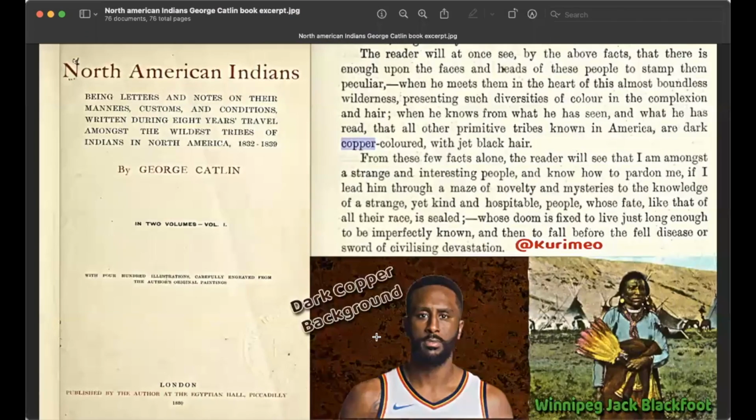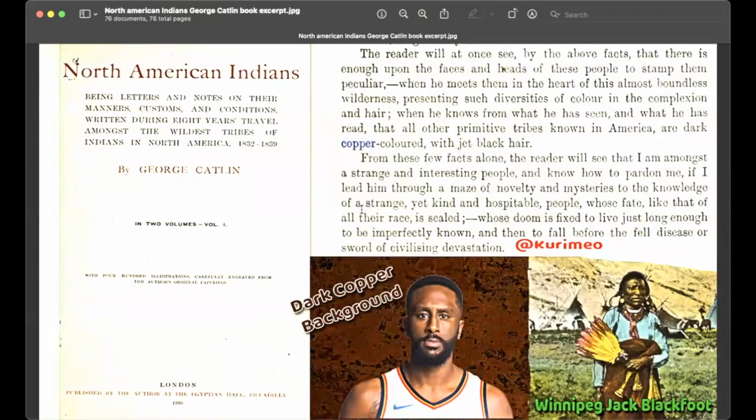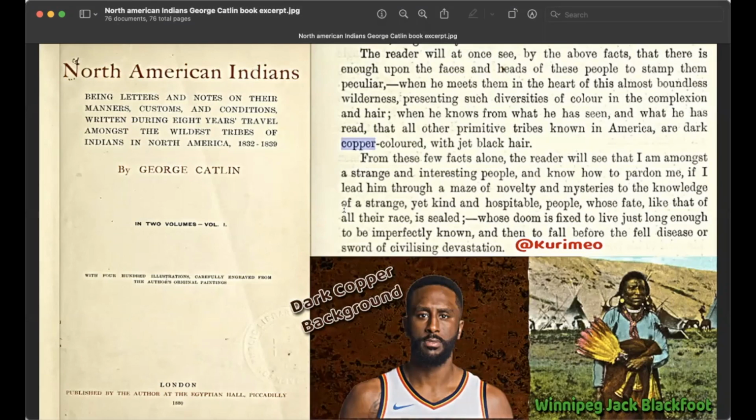North American Indians, being letters and notes on their manners, customs, and conditions written during the 8-year travel amongst the wildest tribes of Indians in North America. This is by George Catlin, Volume 1. And it says here, the reader will at once see by the above facts that there is enough upon the faces and heads of these people to stamp them peculiar when he meets them in the heart of this almost boundless wilderness, presenting such diversities of color in the complexion and hair, diversities of color. You got to kill all your prejudices.